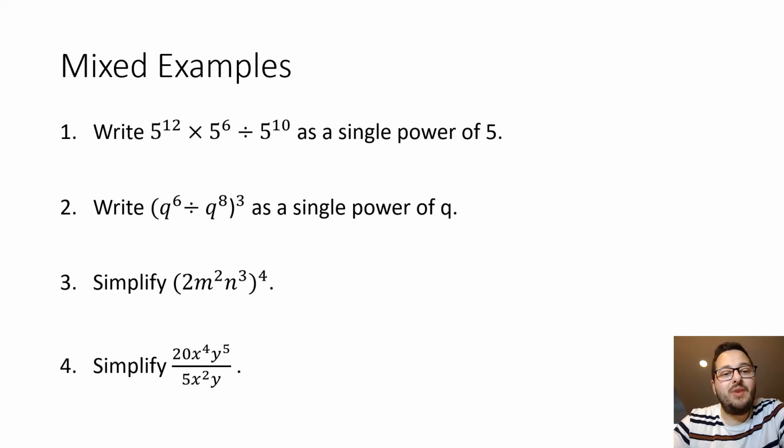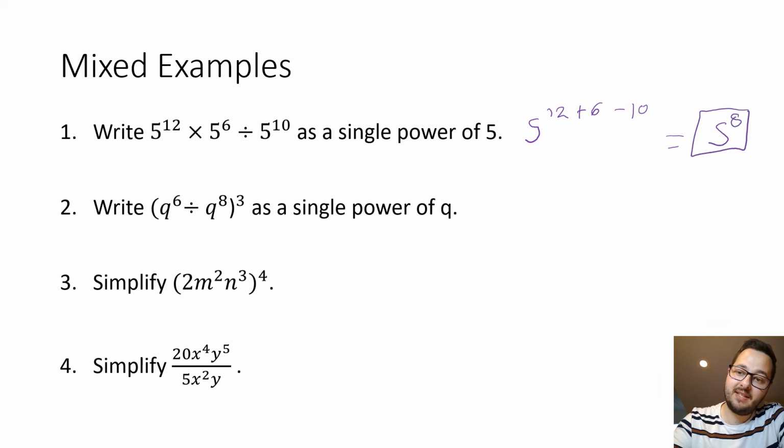Number one, write 5 to the power of 12 times 5 to the power of 6 divided by 5 to the power of 10 as a single power of 5. Well, when you times them together, you add them, and when you divide, you take away. So this is going to be the same as 5 to the power of 12 plus 6, because they're times together, and then minus 10, because there's a divide. 12 plus 6 is 18, 18 minus 10 is 8, so this is 5 to the power of 8.